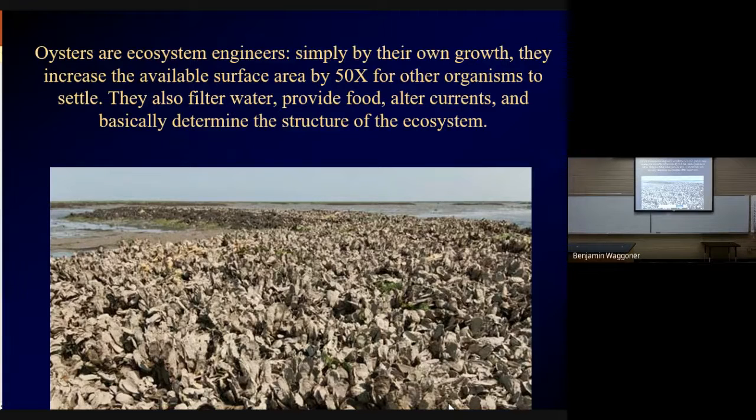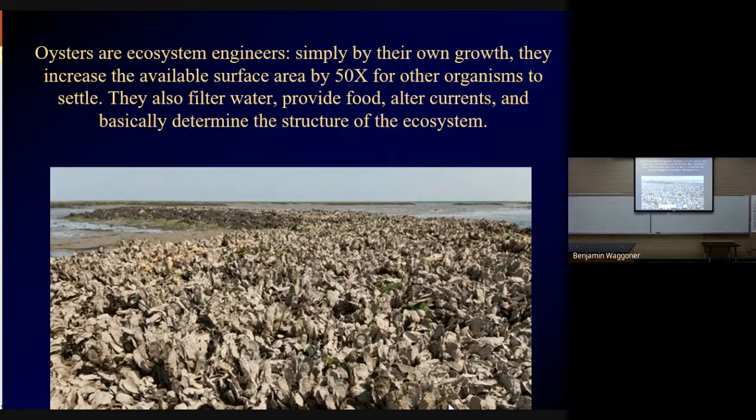They are filter feeders, so they filter water. They basically pump water in one tube, filter little food particles out to eat, and then pump the filtered water out the other tube, which means that they promote water transparency. Water is more clear around an oyster bed than away from one, which means that more sunlight filters down, which means you get more algae and seaweed growing in the vicinity.